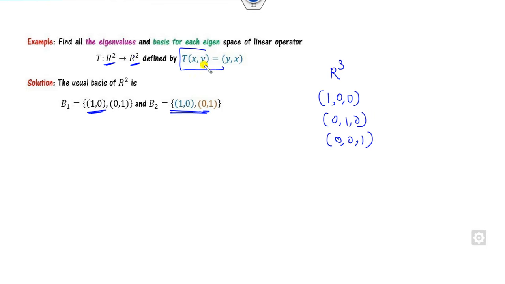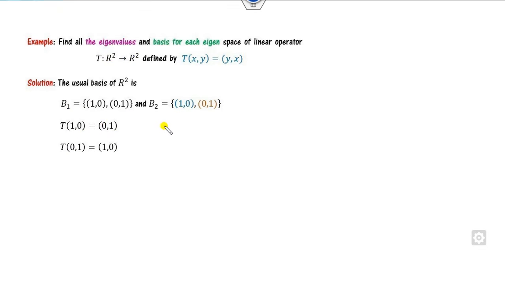Then firstly you have to apply T of this. What is the value of b1? So T of (1, 0) and T of (0, 1). So we can compute the value of this. This is x, this is y. T of (x, y) is (y, x). So this is my y, this is x here.